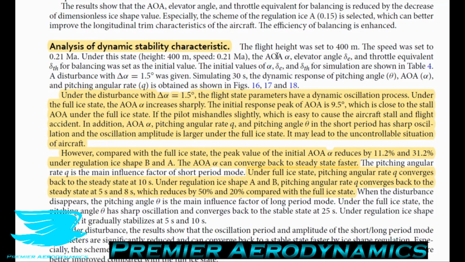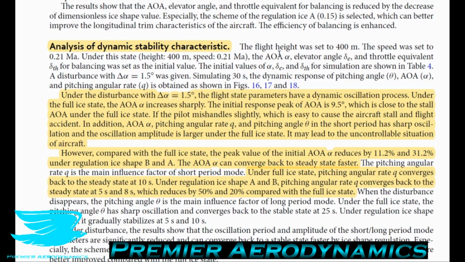So under a disturbance of a change in angle of attack of 1.5 degrees, so let's say there's a gust or the pilot accidentally knocks something or whatever. There's a 1.5 degree change in angle of attack. The flight state parameters have a dynamic oscillation process. Under the full ice state, the angle of attack under this perturbation increases sharply. It goes up to 9.5 degrees initially, which is close to the stall angle of attack under full ice state.